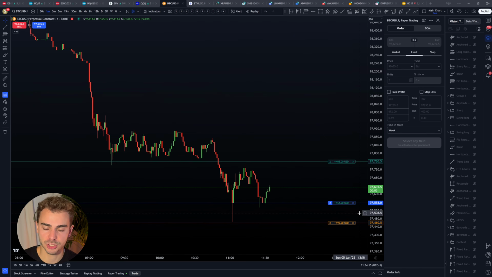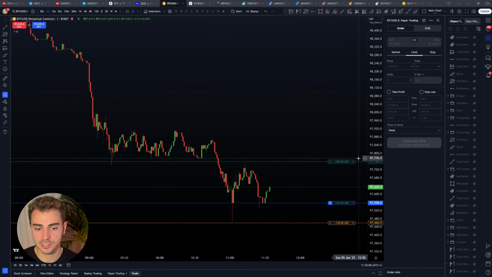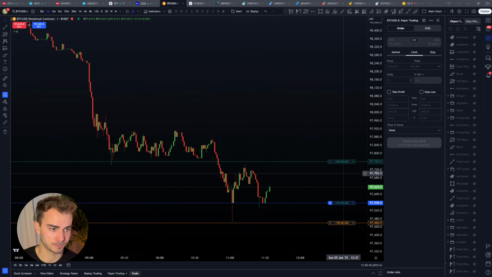So once price reaches that level, it's going to take my take profit of $405 and close the position. This is going to cancel all orders. So the stop loss order is going to disappear. My long trade here is going to disappear. This order is going to be filled. So my trade is simply closed for $405 profit once that level is hit.